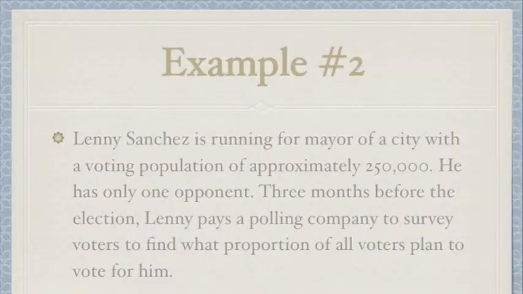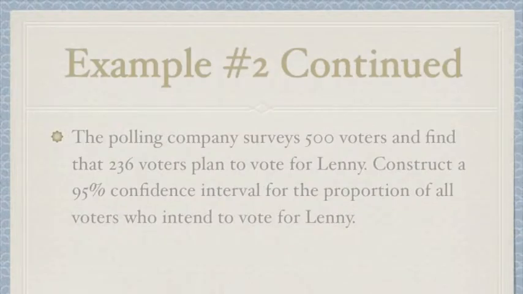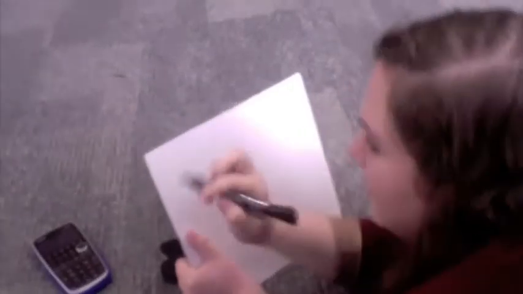the margin of error. For example number 2, Lenny Sanchez is running for mayor of a city with a voting population of approximately 250,000. He has only one opponent. 3 months before the election, Lenny pays a polling company to survey voters to find out what proportion of all voters plan to vote for him. The polling company surveys 500 voters and finds that 236 voters plan to vote for Lenny. Construct a 95% confidence interval for the proportion of all voters who intend to vote for Lenny.